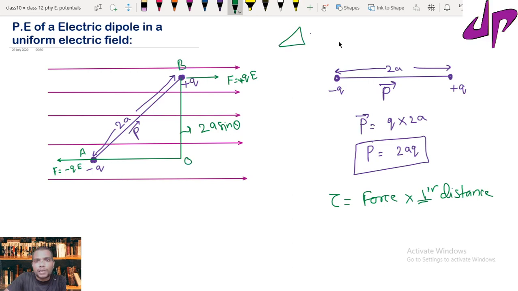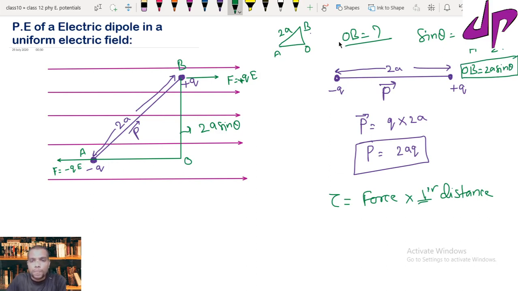From triangle AOB, AB equals 2a, and we need to get OB. How much is OB? You can write sin theta equals perpendicular by hypotenuse. Here the perpendicular equals OB and the hypotenuse equals 2a. Therefore OB equals 2a sin theta. So this OB is what we call the perpendicular distance.